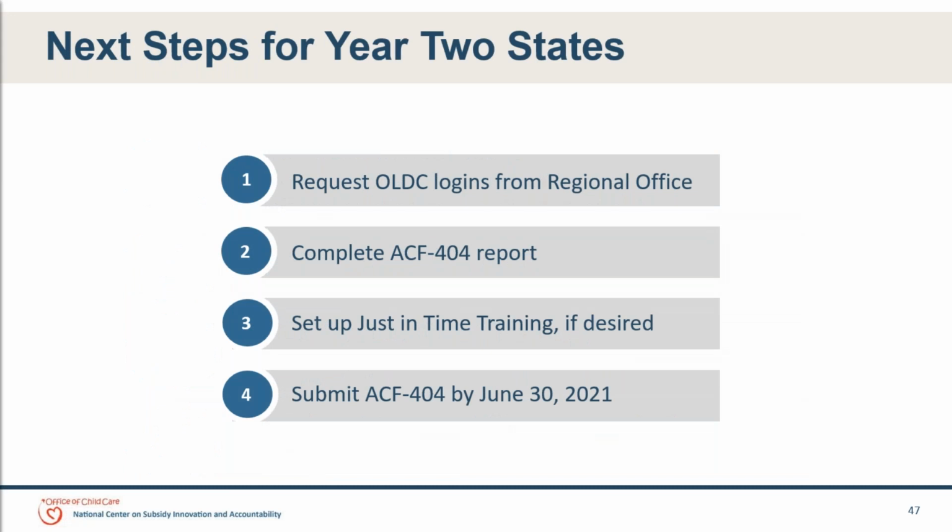Next steps for our year twos. If you haven't already, please make sure you get your OLDC access set up. We do recommend at least 2 individuals per state have the necessary access, especially when it comes to summer and vacations and making sure there's some coverage there. Begin working on your 404 report. And if you would like to have any type of training or TA, please just let us know so we can get that scheduled with you. And of course, the final bullet, please submit your ACF404 report by June 30th.